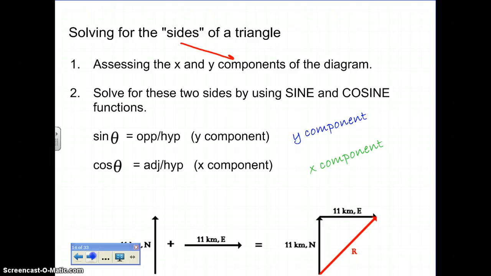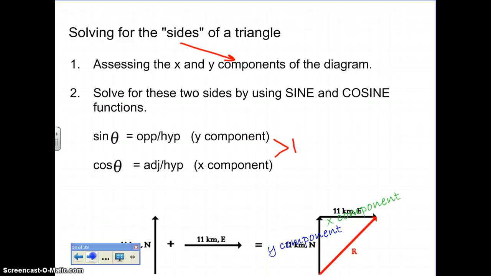Another word for the sides is the components. So you're going to look at your x and your y components. Okay, you're going to use sine theta, opposite over hypotenuse, for the y component, and cosine theta, adjacent over hypotenuse, for your x component. Now that is going to be for bow tie triangles. Let me show you why.